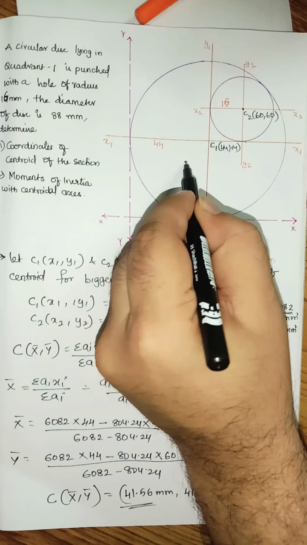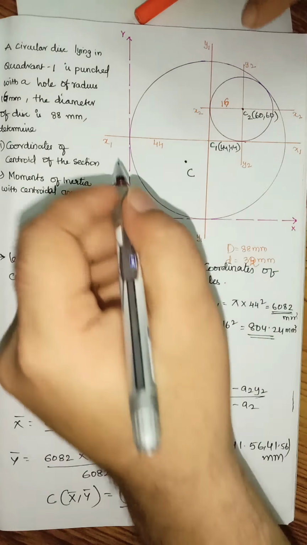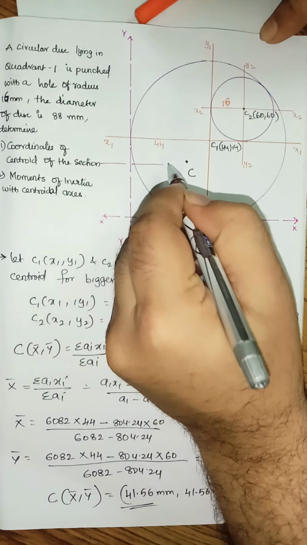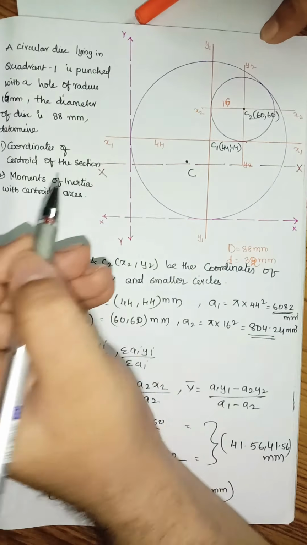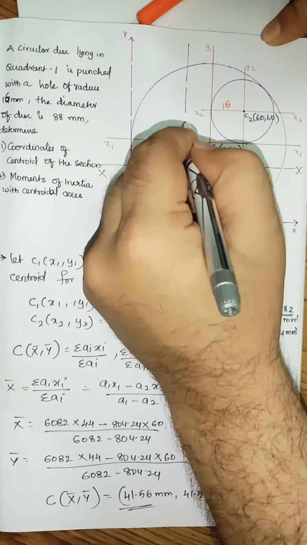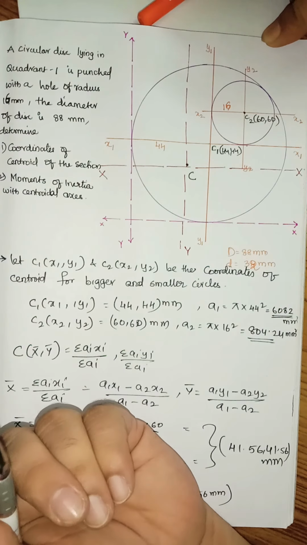Suppose the point 41.56 lies over here, right? Let this be capital C. Let us assume that it is capital C. Now from point capital C, I'm just drawing a horizontal line. Now this horizontal line is representing capital X bar and X bar, or capital X and X, as well as let us draw a vertical line which is passing through the point C.